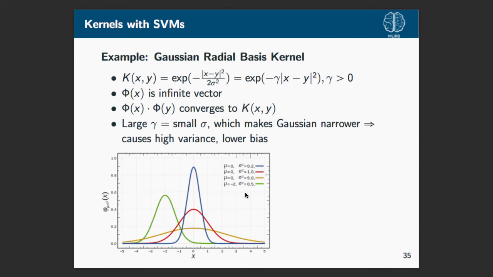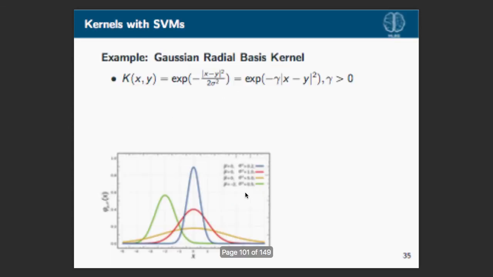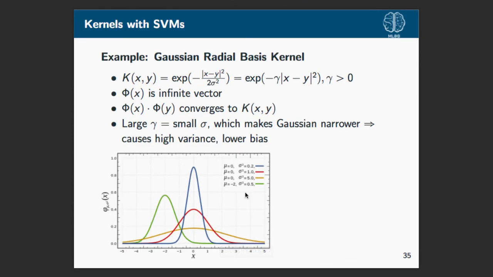A large gamma basically means a small variance, which means we have a lot of peaks where these data points are. If you have a lot of really tiny peaks, that encourages high variance and a low bias estimate. We'll talk more about this bias and variance later on, so don't try to internalize what gamma is right now, just try to internalize this thing. Okay. Any questions on any part? Yeah.